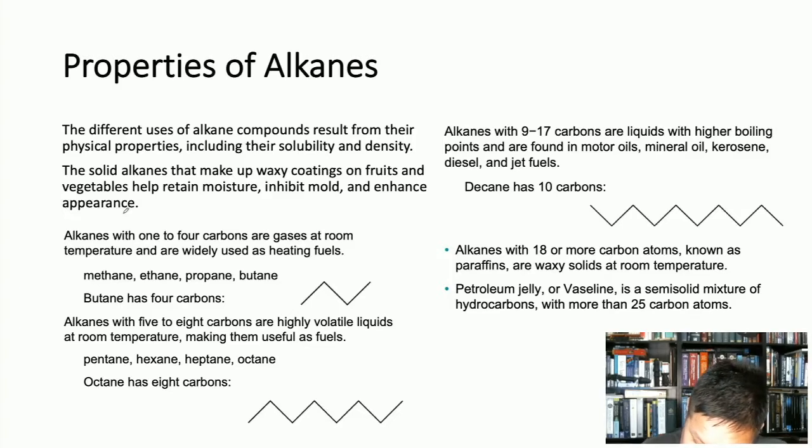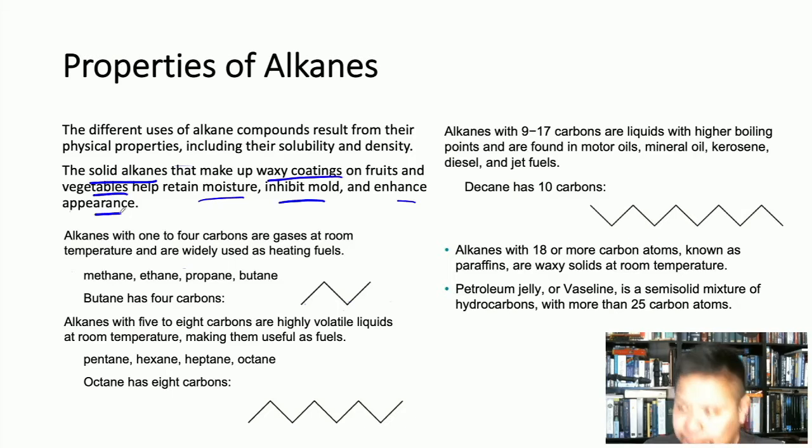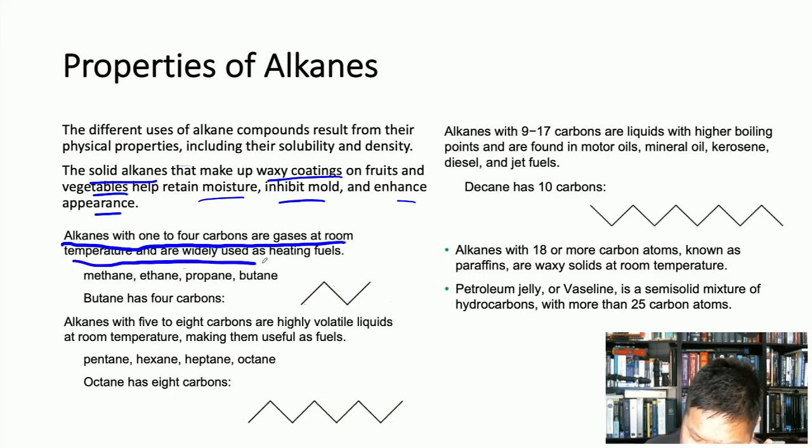For example, solid alkanes can make up the waxy coatings on fruits and vegetables, and that helps them retain moisture, inhibit mold, and enhance the appearance of the fruit or vegetable, the produce, right? So, specifically, for example, alkanes with 1 to 4 carbons are gas form at room temperature and are widely used as heating fuels, right? Like methane is used in our natural gas for our stoves, water heaters, and our central heating units in our houses.